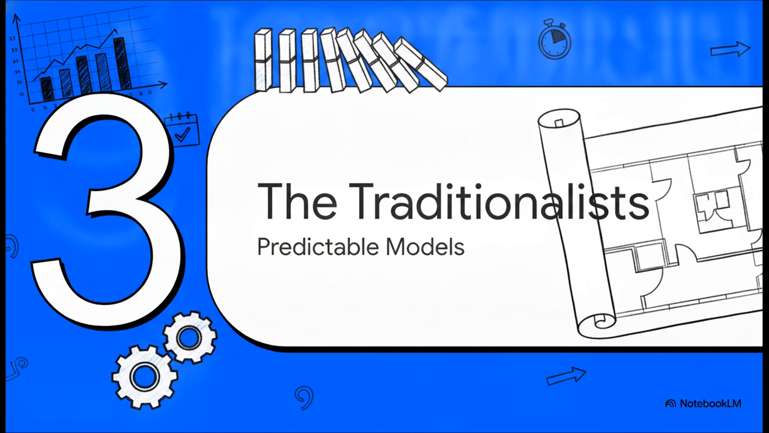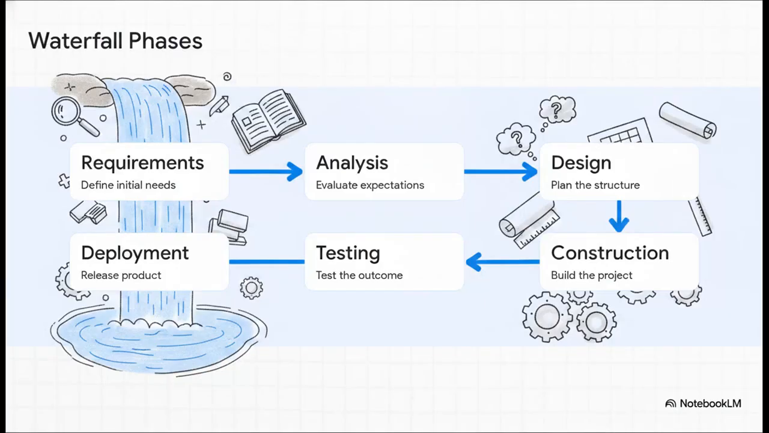Let's look at those families, starting with Section 3, the traditionalists and their predictable models. So the most famous traditionalist method is probably the Waterfall methodology. This is a very rigid, sequential approach. You move from requirements to analysis, then design, construction, testing, and finally deployment. Notice how it flows in only one direction. Each stage absolutely must be completed before the next one can begin. Now, this is fantastic if your end goal is perfectly clear, your stakeholders know exactly what they want, and you're working in a highly regulated industry that demands extensive documentation.